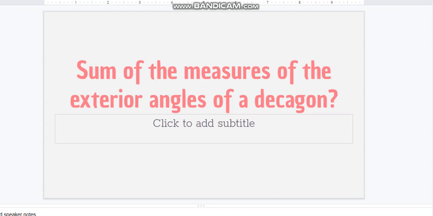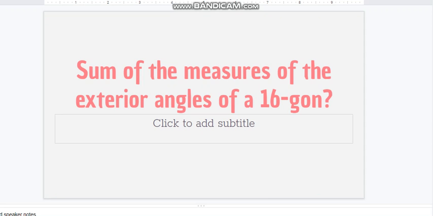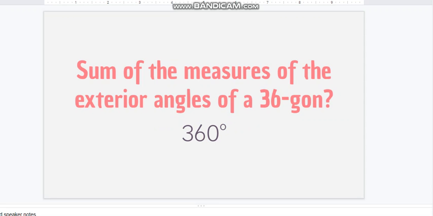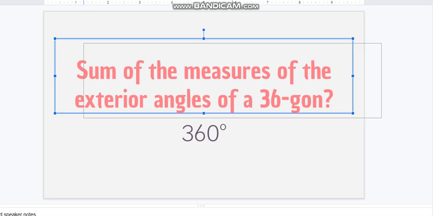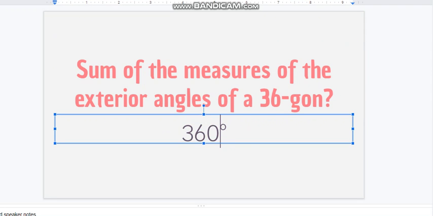All right. So the sum of the measures of the exterior angles of a decagon, the sum is 360. Look right there. The sum total is 360. So for a 16-sided polygon, it's going to be 360. And I bet you can't guess what it's going to be for a 36-sided polygon. Oh, you could guess? That's right, because it's 360. Always, always and forever. The sum of the exterior angles is always 360 degrees, for any number of sides.